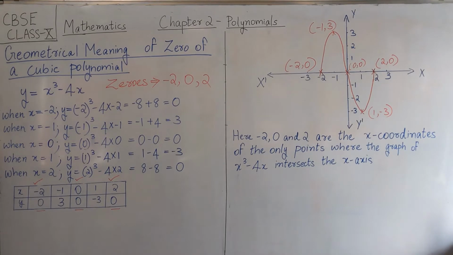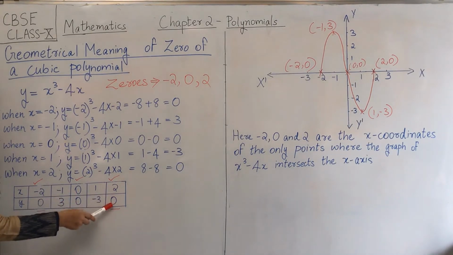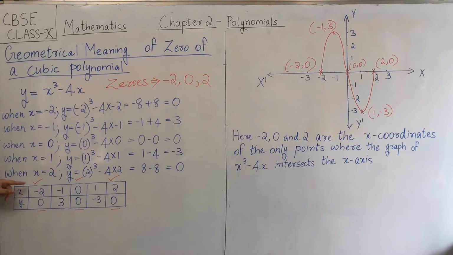So in this case, we got three cases in which y equals 0. This case, and this case, and this case. We are representing these x and y values in tabular form. Then we get (minus 2, 0), (minus 1, 3), (0, 0), (1, minus 3), (2, 0). Here there are three cases in which y equals 0, and in these three cases there are three corresponding x values. We need to find the corresponding x values. Here minus 2, 0, 2 are the corresponding x values.